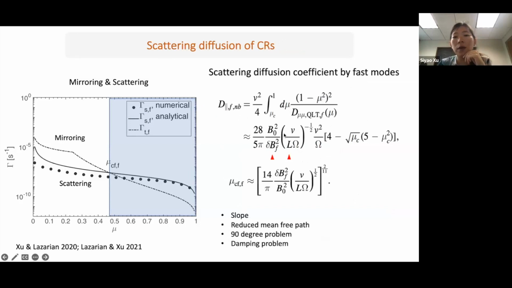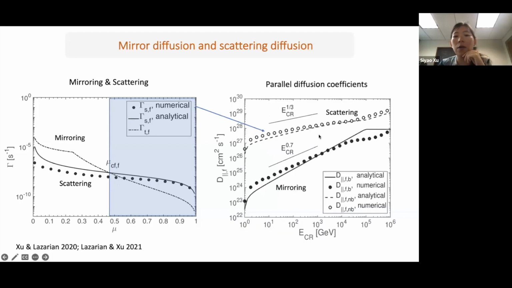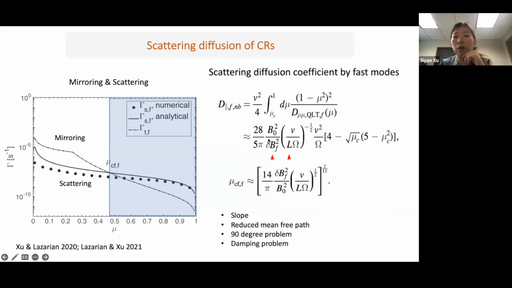This is because when we do the integral of the pitch angle, we are not doing it from 0 degree to 90 degree, but from 0 degree to this critical angle, as I mentioned, corresponding to the balance between the mirroring and the scattering. So the energy dependence comes not only from the energy scaling of faster modes, but also from the energy dependence of this critical pitch angle. Combining them gives us this 1/3 energy dependence of the diffusion coefficient, which is more consistent with the cosmic ray observation in the average galactic diffuse medium.